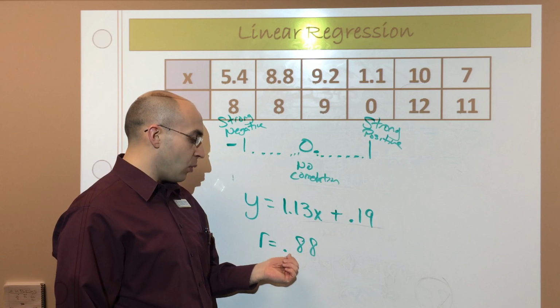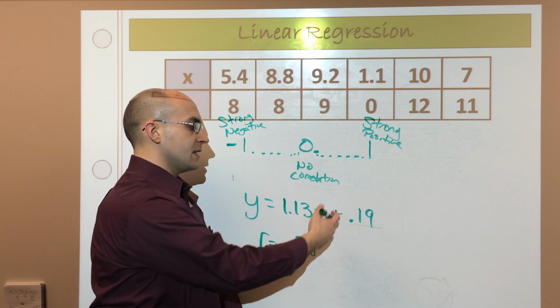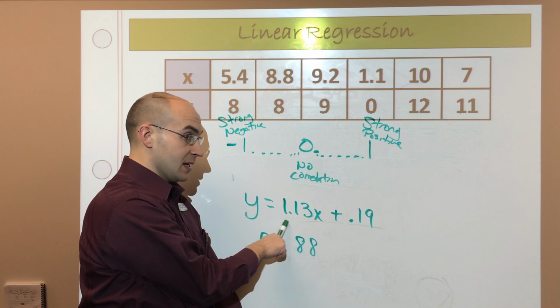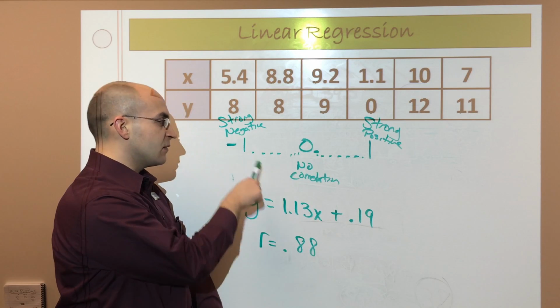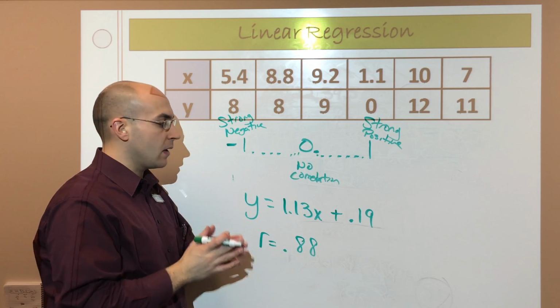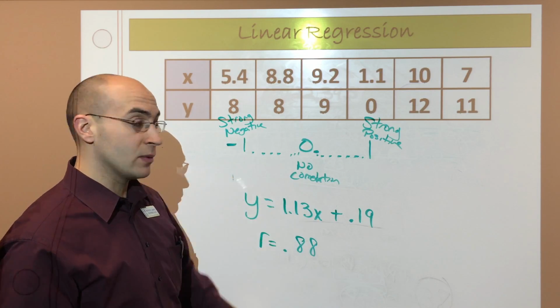Now, also, being 0.88, on the positive side, means the slope is going uphill, which also represents this slope as being a positive slope. If I had a -0.88, it's a strong negative correlation. It would still fit the data really well, but then the slope would have been a negative slope. It would be going downhill.